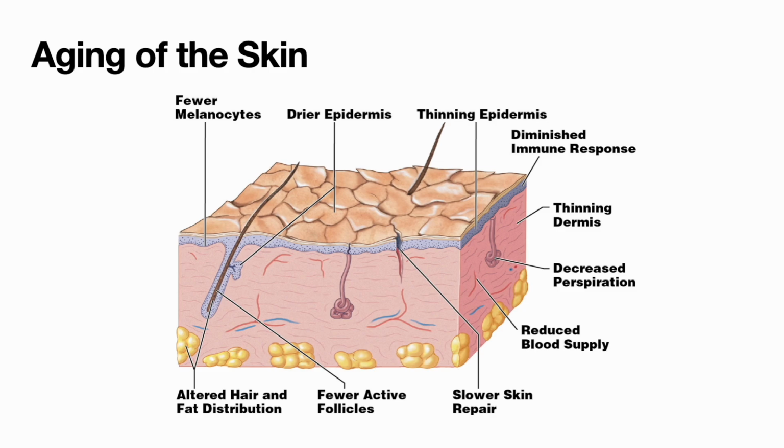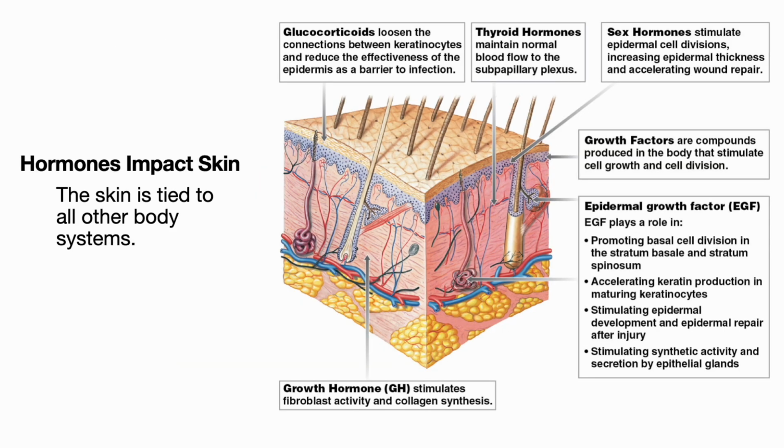We're going to see that hair follicles become less active, and so there may be fewer hairs, thinner hairs, and melanocyte activity, remember, decreased. So we may see that hairs lighten or become white. And we may also see altered hair and fat distribution as a result of changing levels of hormones as well. So a lot of things are happening as the skin ages. There are a lot of hormones that impact the skin.